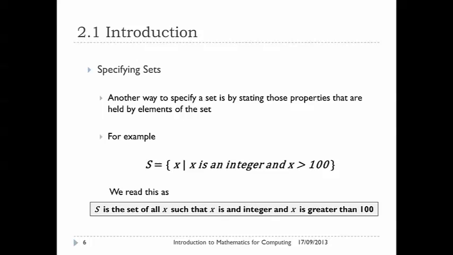Okay, so in mathematical notation, we have S equals curly brace X. The bar symbol is read as such that, and then x is an integer and x is greater than 100. Okay, so to read that completely, we'd have S is the set of all x such that x is an integer and x is greater than 100. Okay, so in this case, the integer is greater than 100.